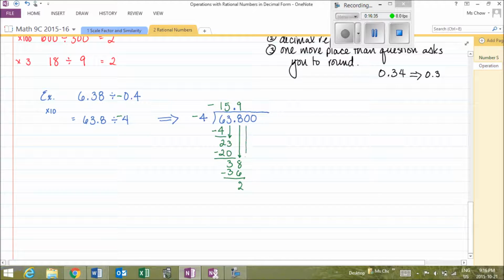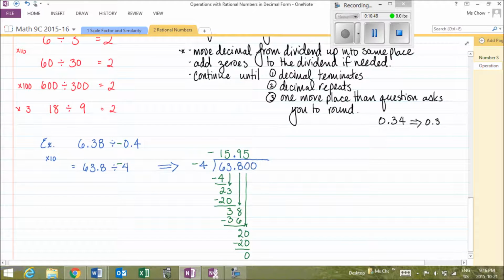I'll bring down a 0, and 4 goes into 20 5 times, and we know at that point there's 0 remainder. So I've run into this situation: how do I know how many zeros to keep adding? Well, I'm going to continue until the decimal terminates. So it terminates right there, so we know that 6.38 divided by -4/10 will be -15.95.